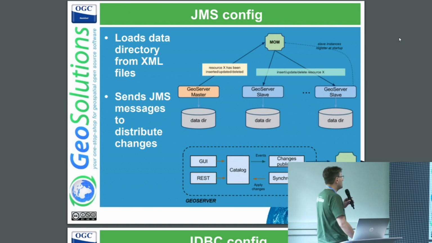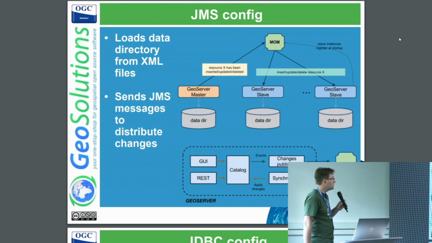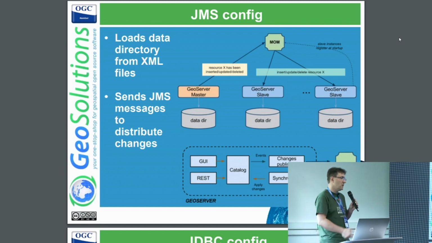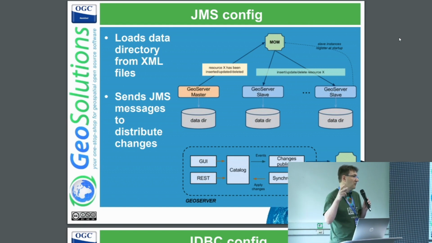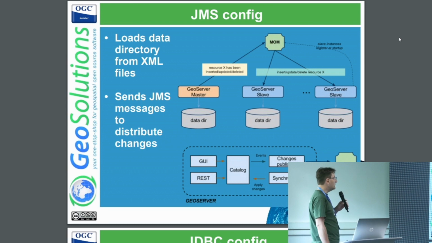JMS config works by message passing, by means of JMS. There are different possible topologies, but the idea is that you make a change in one node, it sends a JMS message to a JMS server, which spreads it to the other nodes, and the other nodes apply it and synchronize themselves to the main configuration.